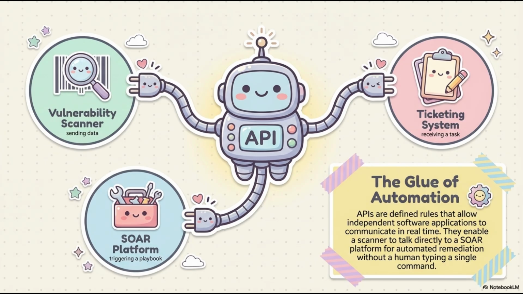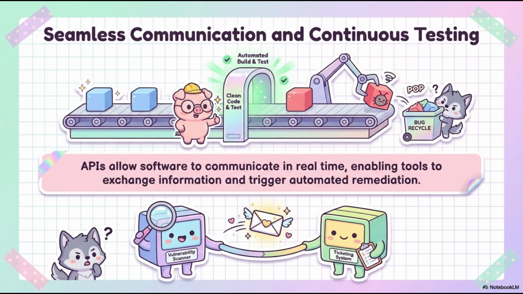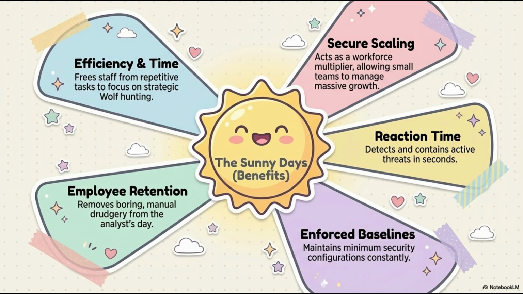Automation uses APIs to integrate security tools so they can exchange information in real time. For example, a vulnerability scanner can send results directly to a ticketing system or a SOAR platform for automated remediation steps. Now let us examine the benefits of automation and scripting.